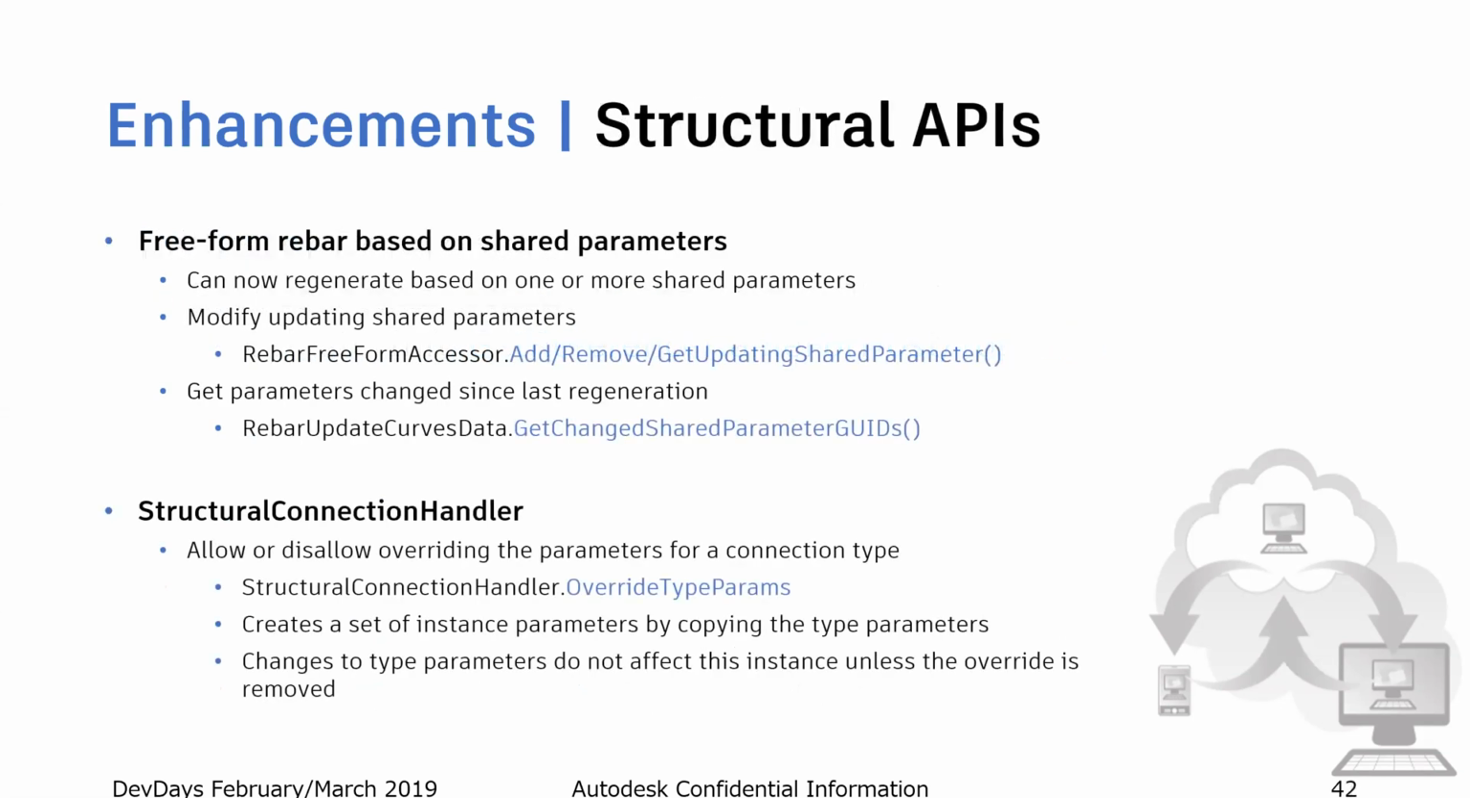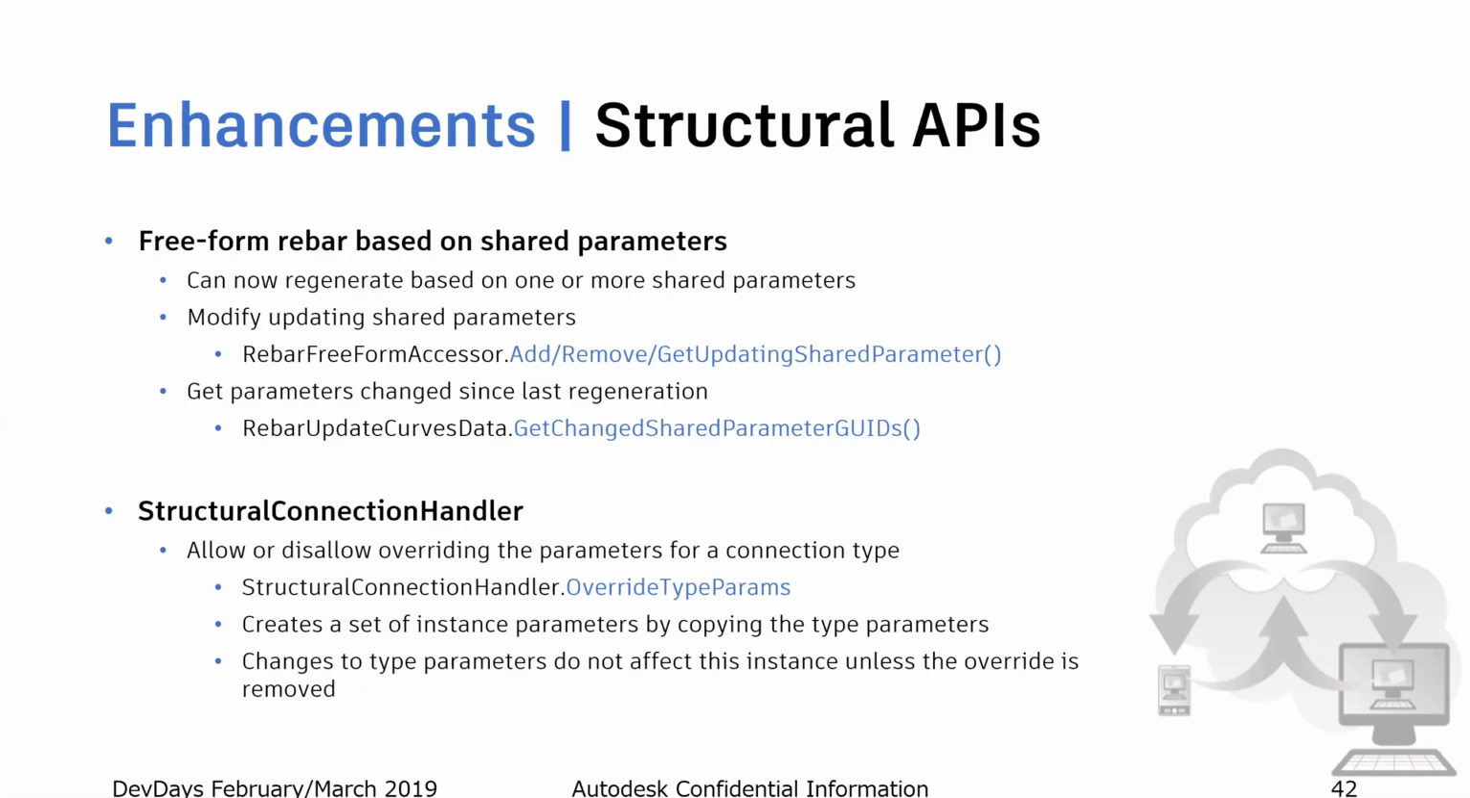There are also a few structural API enhancements. The first one is to freeform rebar, which can now generate based on 1 or more shared parameters. Shared parameters were not an option previously, and it is possible to do that now. And there's a new API to add or move and get the updating shared parameters. And then another API to understand how those parameters may have changed since the last regeneration.